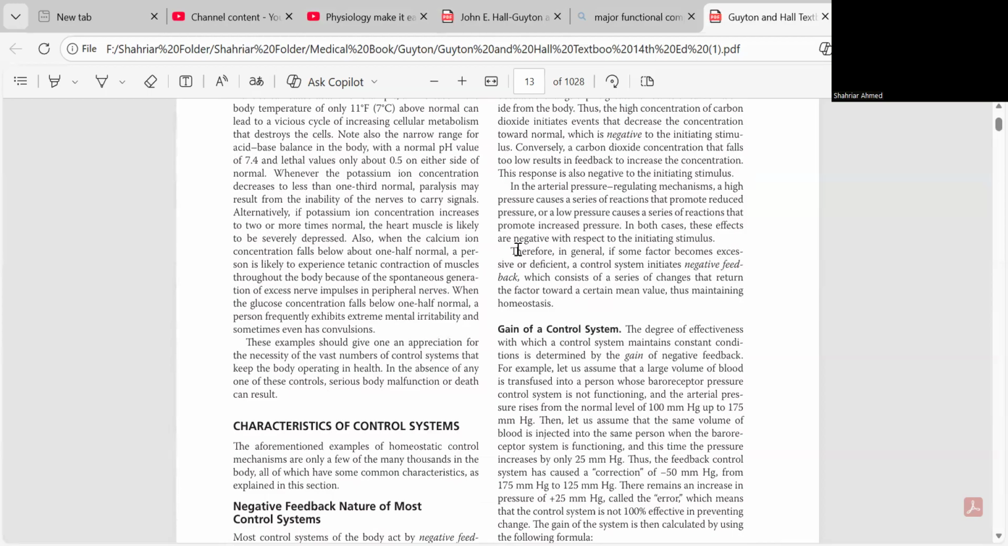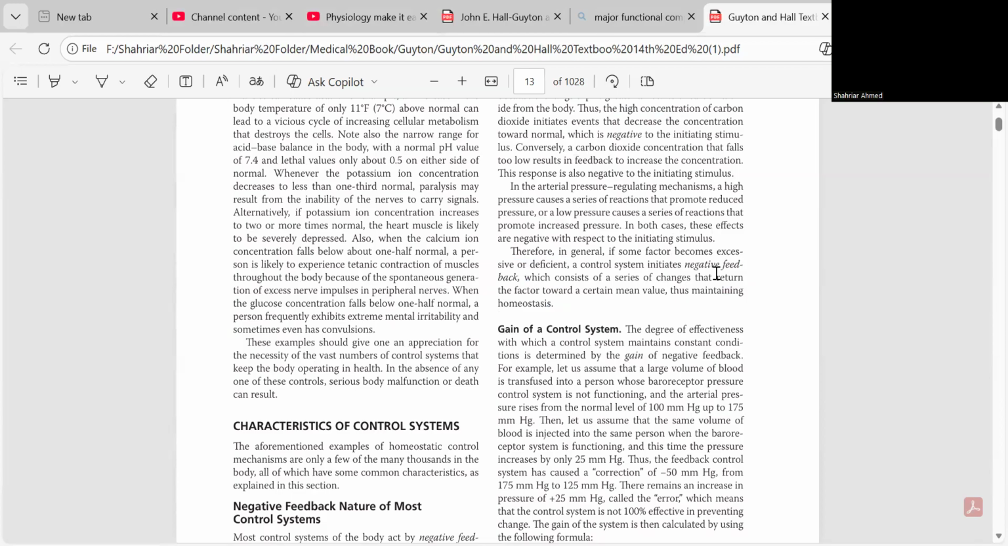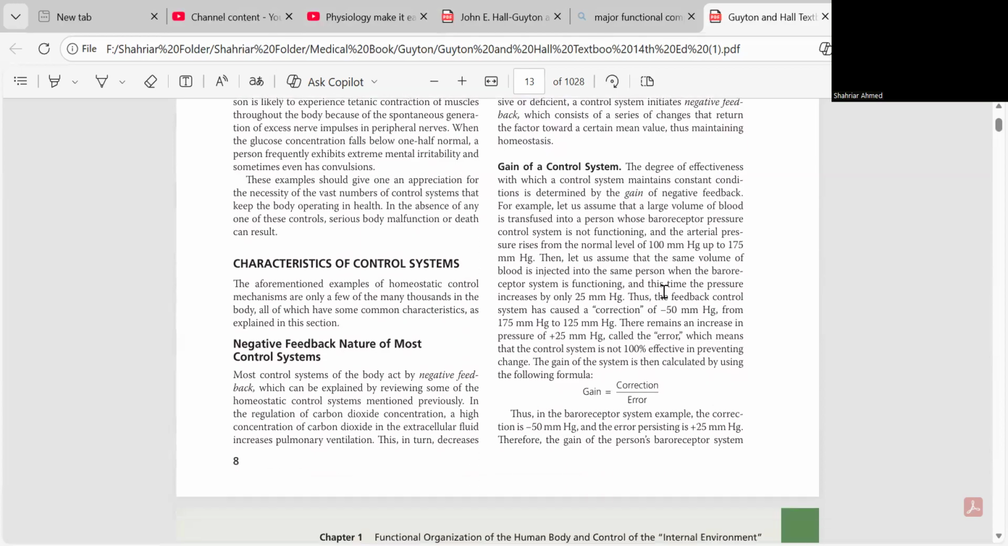So what do you say? What is negative feedback? If some factor becomes excessive or deficient, a control system initiates negative feedback, which consists of a series of changes that return the factor toward a certain mean value, thus maintaining homeostasis. This is the definition of negative feedback system. Next, a very important topic for you in the viva question. What is gain?